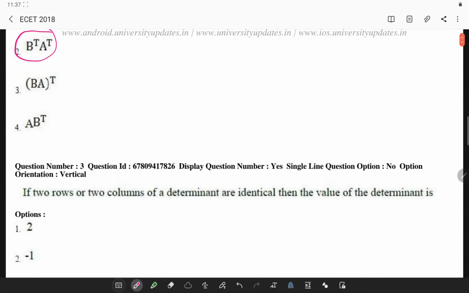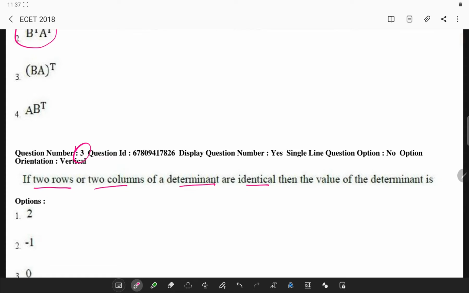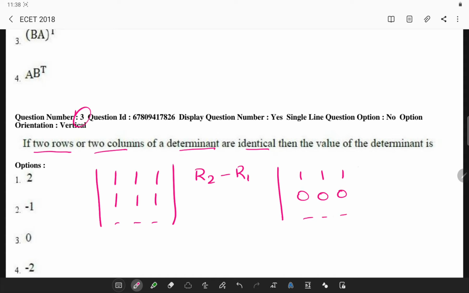Now let's go to the third question. So here we have, if two rows or two columns of a determinant are identical, so just imagine 1 1 1 1 1 1 and you have some other values. If I do an operation r2 minus r1, I'll be left with zeros, and when all the row elements are 0, you will have determinant as 0.